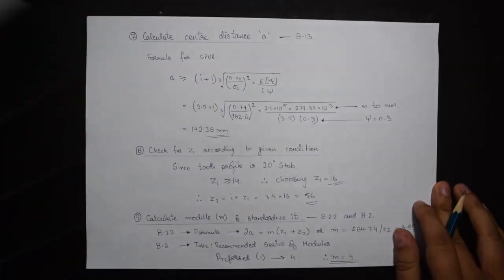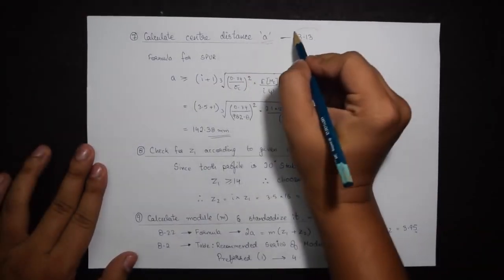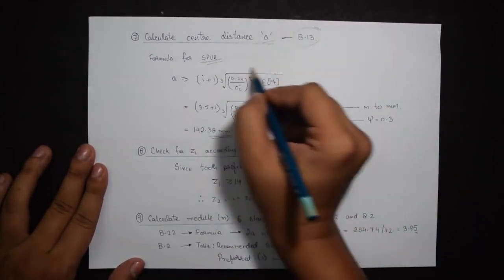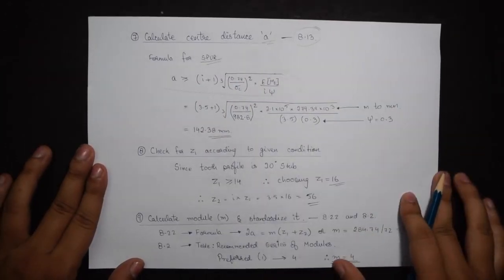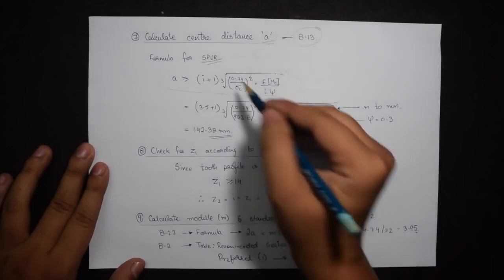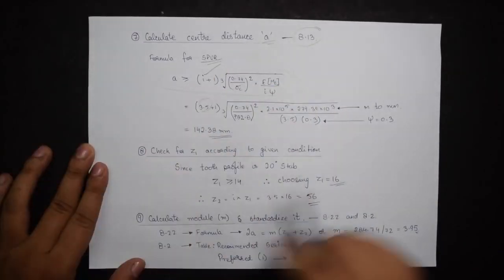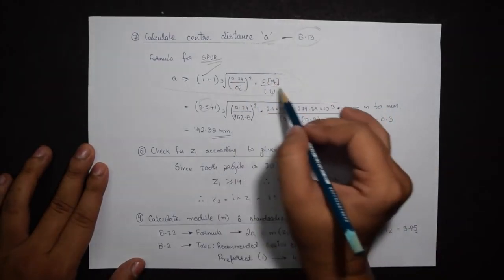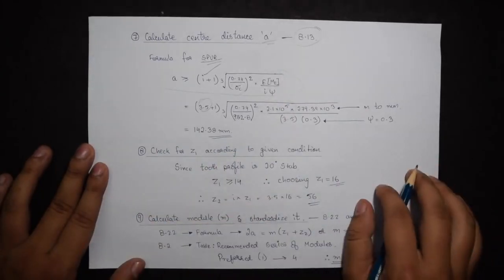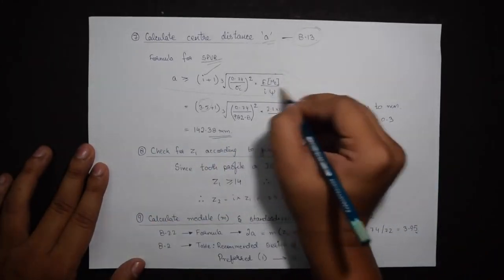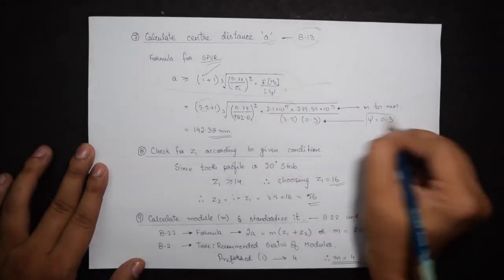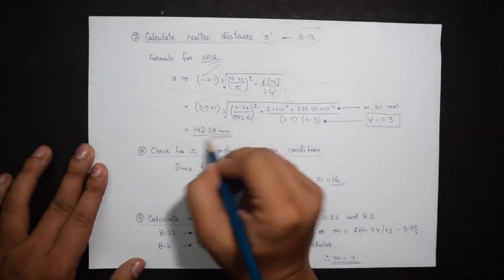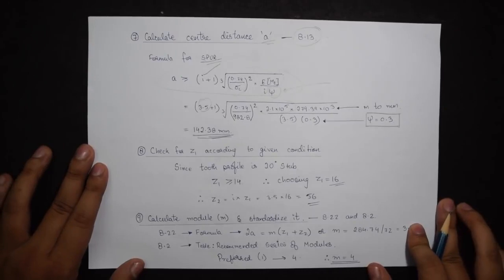Now let us calculate the center distance A given on page 8.13. For the formula of spur gears, we have this formula: A is greater than the complete thing. Now we know the value of i as 3.5, which was given in the question. Value of E is 2.1 into 10 to the power 5, sigma C, i, and design MT, all of which is calculated. Now there is a new variable called psi, which we assume as 0.3 over here. Solving this, my value of A becomes 142.38 mm. So we are halfway through right now.